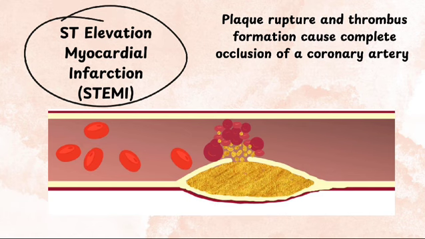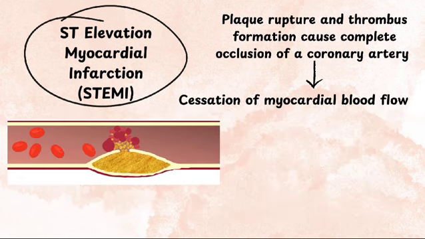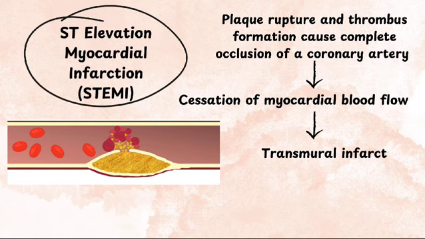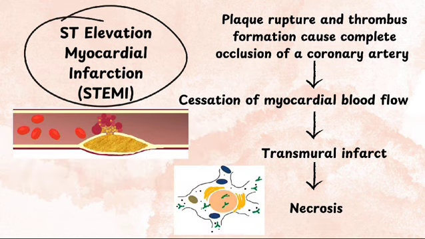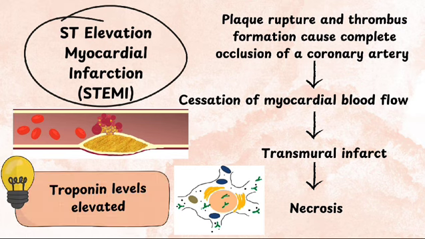In the case of ST elevation myocardial infarction, STEMI, plaque rupture and thrombus formation cause a complete blockage of a coronary artery, leading to the cessation of blood flow and extensive myocardial damage. This results in a transmural infarct where the damage affects the full thickness of the heart muscle. As a result, myocardial necrosis happens and troponins, which are cardiac biomarkers, leak into the bloodstream and become elevated.